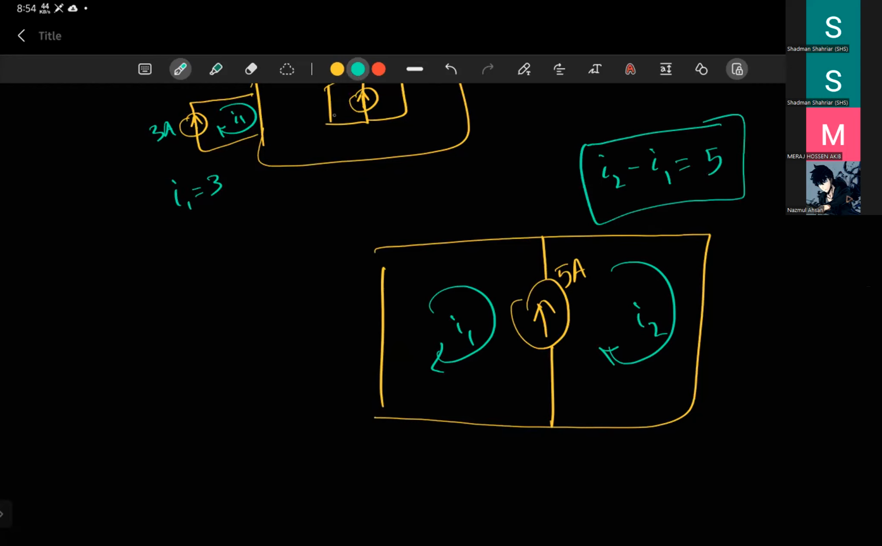And the other equation will come from the super mesh 1. You will avoid this 5 ampere current source and write the KVL for this larger loop.